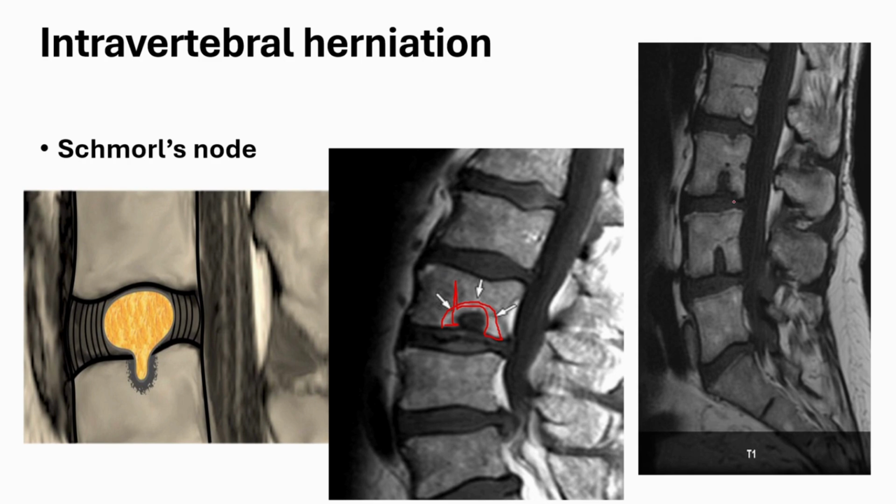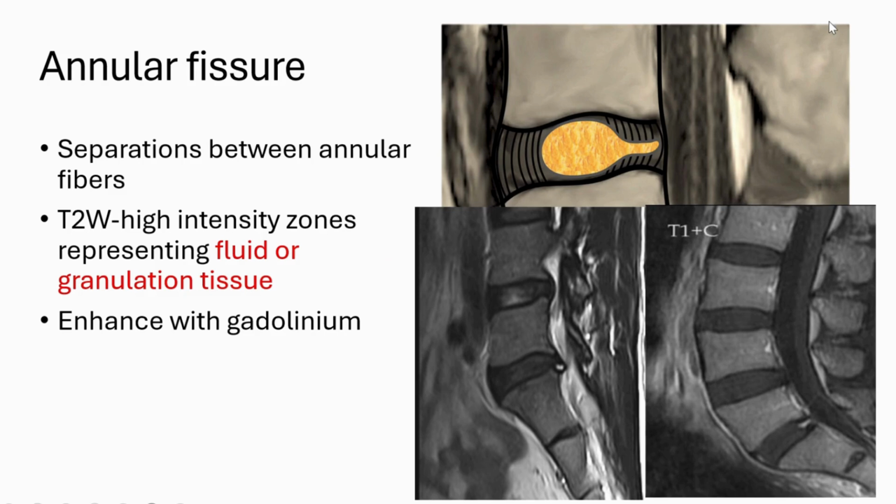As we can see in this image, this is the T1 weighted image. We can see multiple level Schmorl's nodes. This is a Schmorl's node. There is a small Schmorl's node. So these are the Schmorl's nodes or intravertebral herniation of the intervertebral disc.